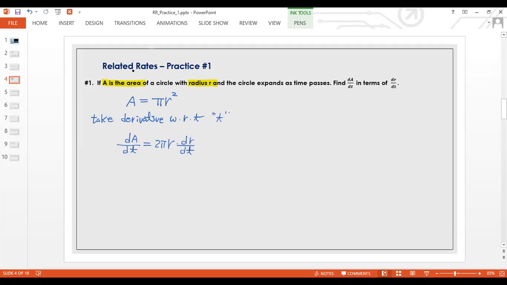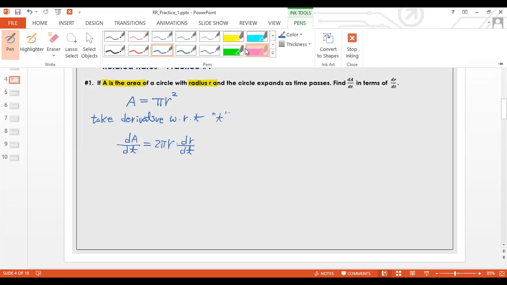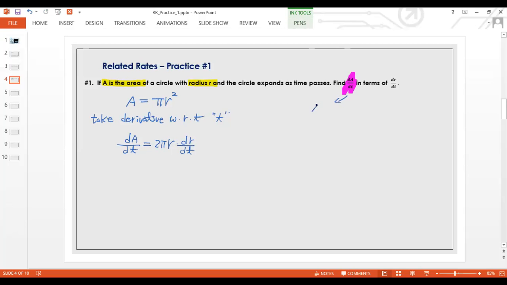It's pretty easy, right? Of course, we need to know the meaning. This is the area change with respect to t, when t passes. And this is the radius change: when t passes, how fast the radius changes. So this is the radius rate of change, how fast the radius changes, and this is the area rate of change. The first problem is pretty simple. Like I said, the level 1 practice is a very simple related rate problem.